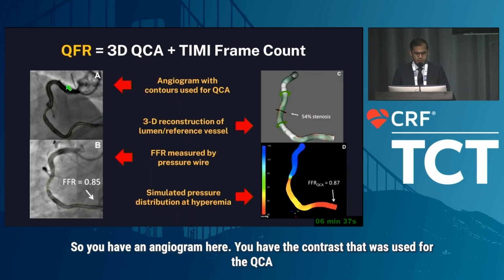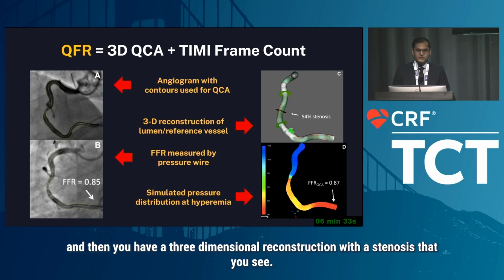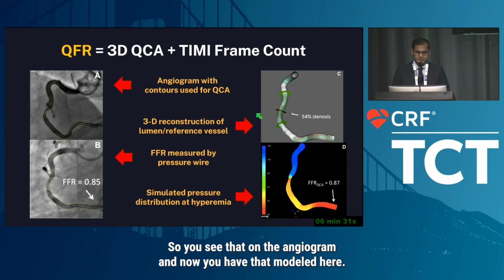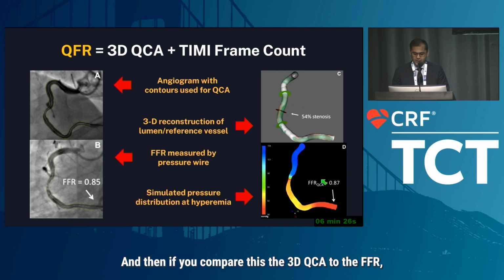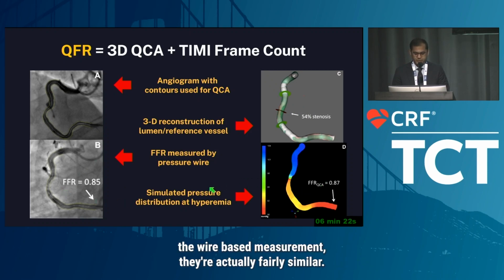I'll show you an example of what this looks like. You have an angiogram here, the contours that were used for the QCA, and then a three-dimensional reconstruction with a stenosis. You see that on the angiogram, and now you have that modeled here. If you compare the 3D QCA to the wire-based FFR measurement, they're actually fairly similar.